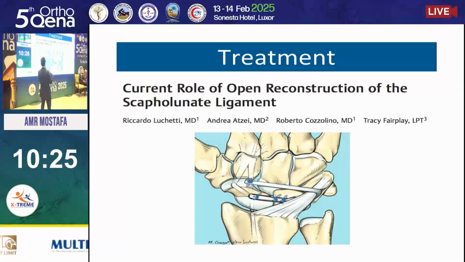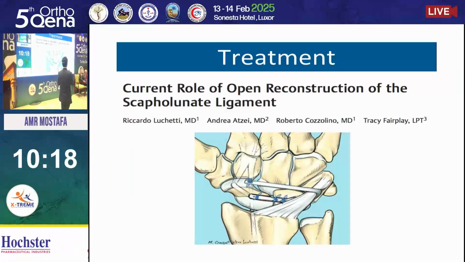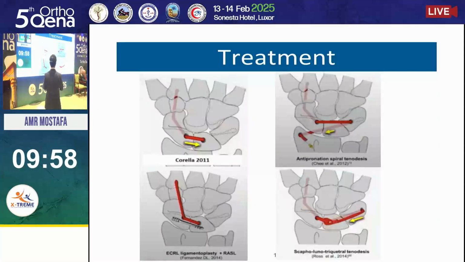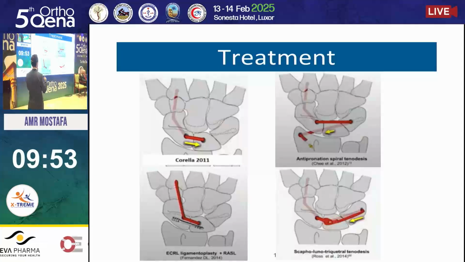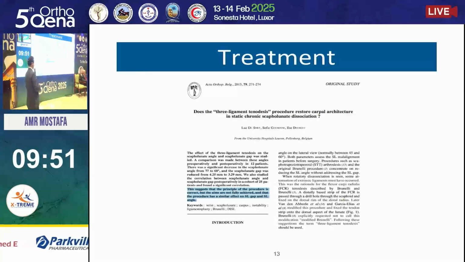Afterwards came Luchetti and Atsai, and they tried, this is from the book chapter, then comes Greg Payne, and he modified it to the quadruple ligament reconstruction. So he returned to fixing it to the scaphoid in a way to reconstruct the dorsal intercarpal ligament. So he thought about the scapholunate complex. Other measures, as you can see, and we have passed by this, Bicorella and the antipronation spiral tenodesis and others.